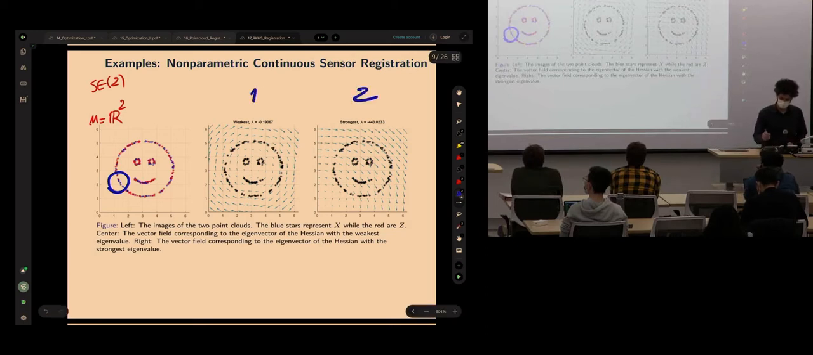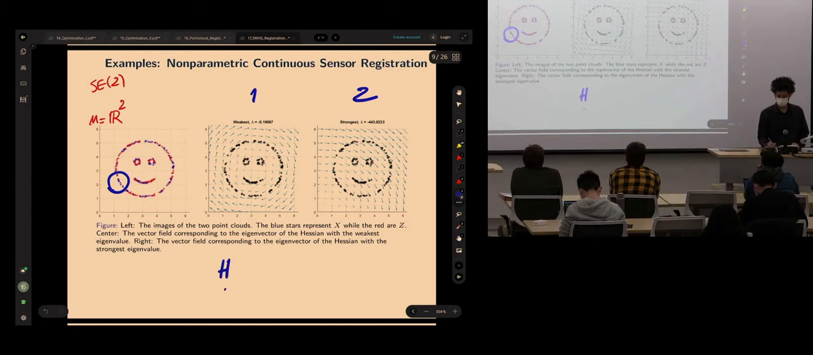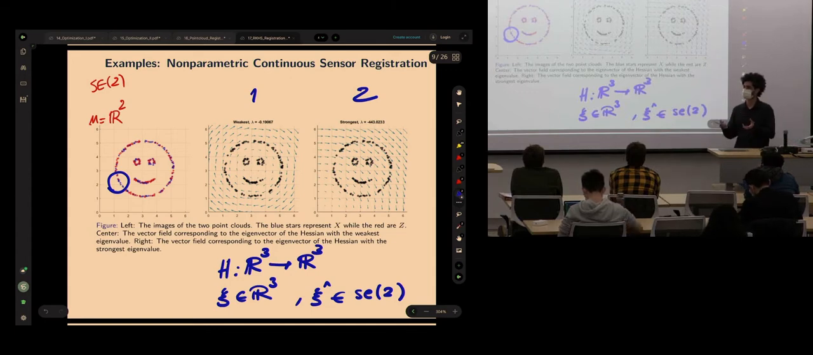Now, what you see in figure 1 and 2, at the solution, we calculated the Hessian, the second derivative of the cost function, the objective function, with respect to the transformation. In this case, the Hessian, which if we're working with a twist in R3, right? Or you could say twist is in SE2. Hessian will be a matrix that maps a vector from R3 to R3. This will give us a 3 by 3 matrix.